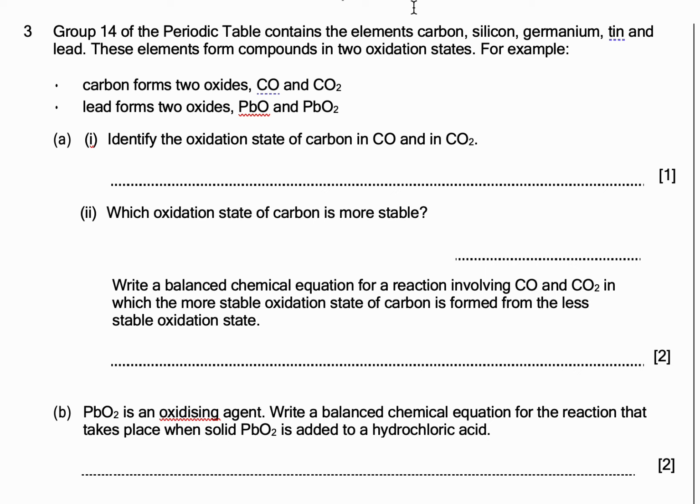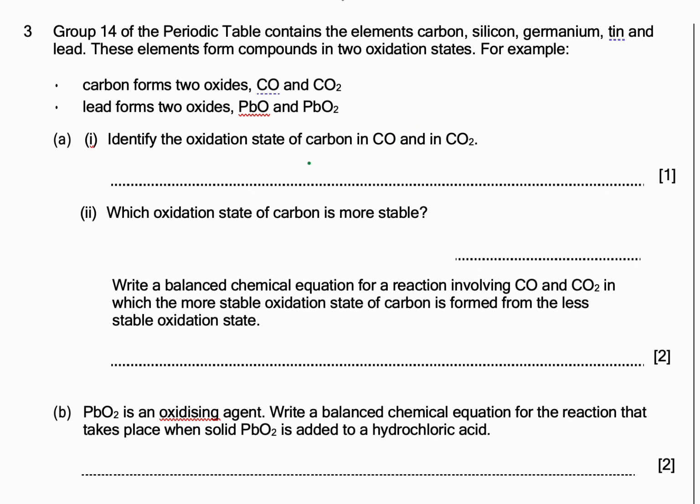Next question, number 3, which involves group 14 elements. The question is, group 14 of the periodic table contains elements carbon, silicon, germanium, tin, and lead. These elements form compounds in two oxidation states. For example, carbon forms two oxides, carbon monoxide and carbon dioxide. Lead forms two oxides, lead oxide and lead dioxide. First question, identify the oxidation state of carbon in carbon monoxide and in carbon dioxide.